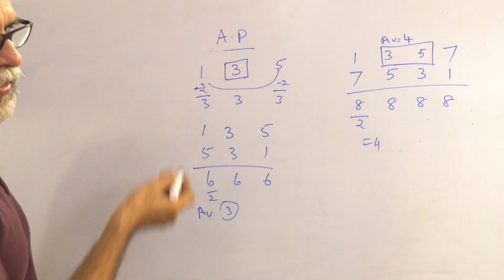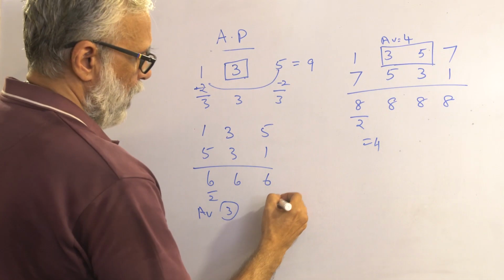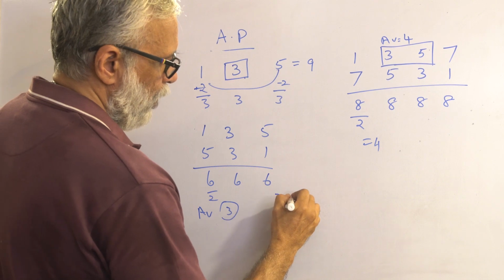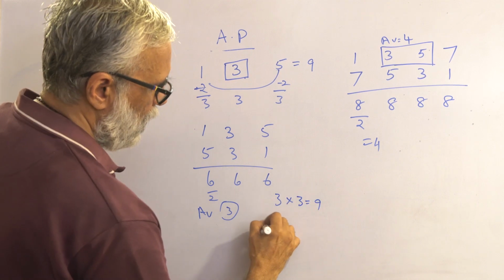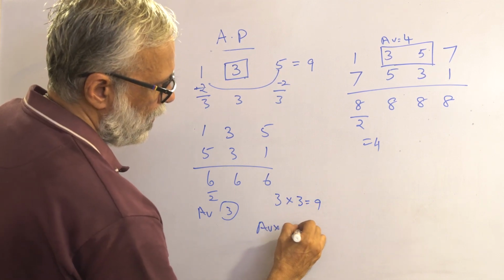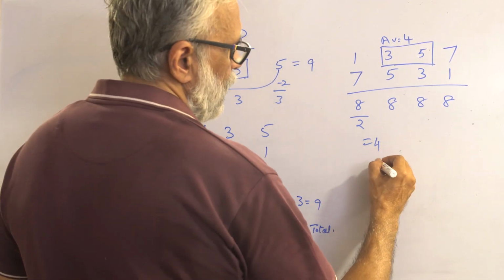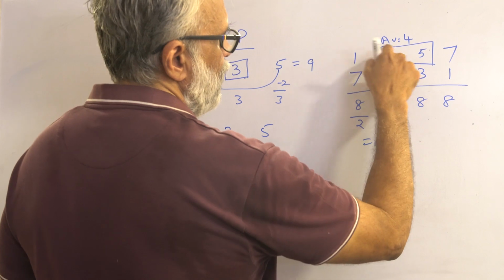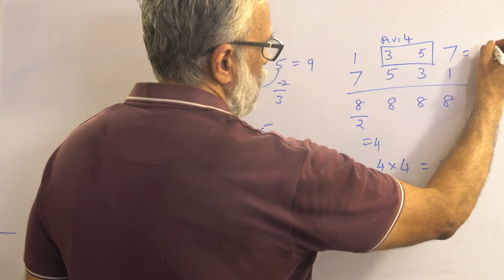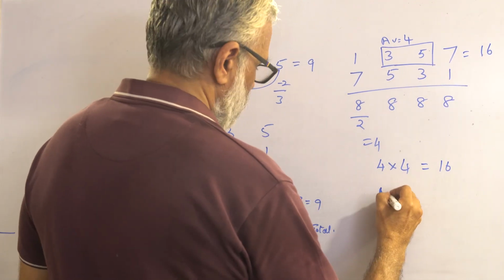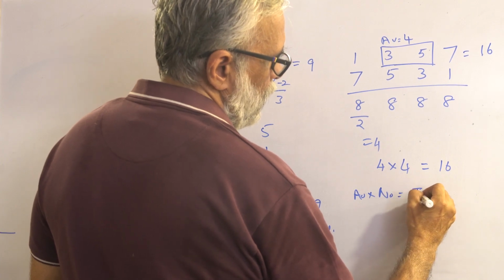The total for this is 9, and it can be arrived at by multiplying the average into the number of terms. So average into number of terms gives you total. Here it is 4 into number of terms, which is again 4, is equal to 16. If you add here, you will get 16. So average into number of terms is equal to total.